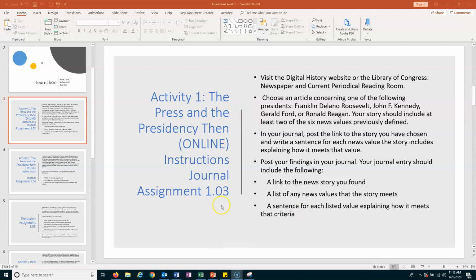Remember that these journal entries are only 5 points. You should not be writing me long paragraphs or long essays for these, okay? Just to make sure that you're aware of that.